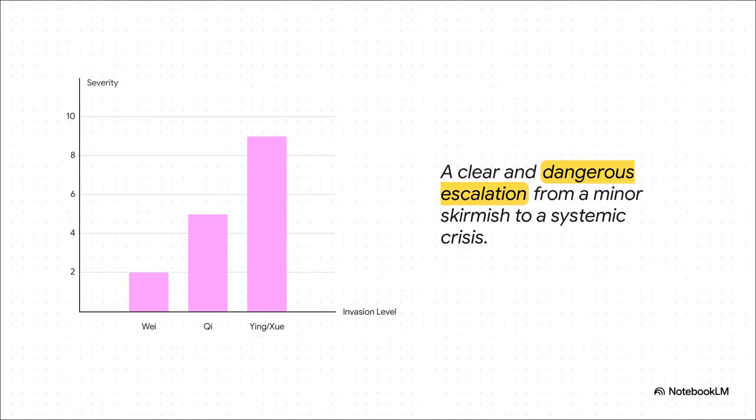As you can see, the progression is a clear and incredibly dangerous escalation. It moves from what's basically a minor skirmish at the Wèi level to an all-out war at the Qi level, and finally to a complete systemic crisis at the Ying and Xue levels. The severity just climbs relentlessly as each layer is penetrated.